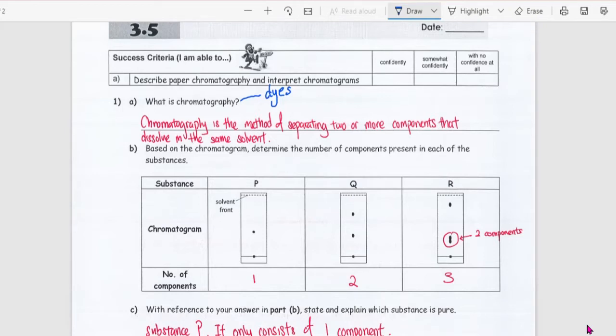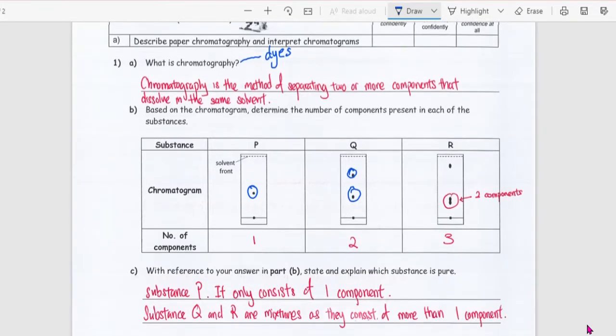The liquid will flow up and hence separate into the various components. You only see one dot here, so it represents one component. This one here, you can see there are two dots, so I should circle the two dots. That's why you see two components. This one you see three components: these two are different components and one here, so three components for R.